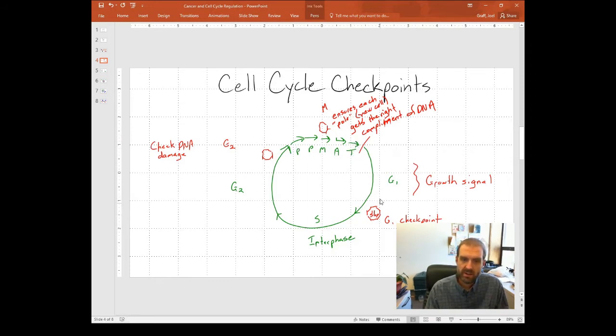I want to point out that there's 3 places where I drew in a stop sign. At least that's what they're supposed to be. And these are called checkpoints. Some textbooks have a checkpoint in the S phase, but we're going to ignore that. So we have a stop sign here at the end of the G1 phase, so we're going to call it the G1 checkpoint. We have a stop sign towards the end of the G2 phase, so we're going to call it the G2 checkpoint.